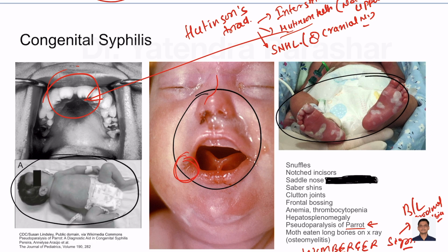Diagnosis can be made by the RPR, VDRL in infants, and comparison of it with the maternal titers. And it can be confirmed with the FTA-ABS or TPPA test. Treatment include single dose of penicillin, benzathine penicillin G intramuscularly. Prevention can be done by the routine antenatal screening and maternal treatment with penicillin during pregnancy.